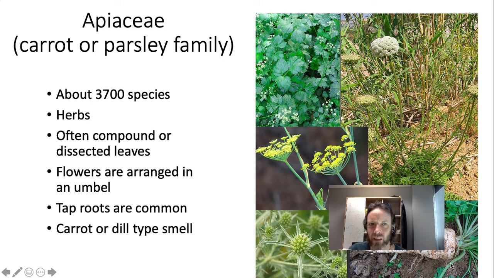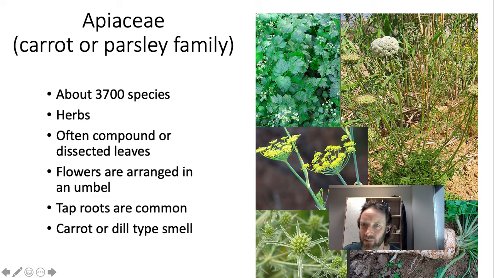So often compound or highly dissected leaves. So think about carrot leaves, think about parsley leaves, and that kind of highly dissected nature all the way to compound and elaborately compound is a very good character. And then the most important one is that flowers are arranged in umbels. There's a couple exceptions to this, but if you see an umbel, you have dissected leaves, it's an herbaceous plant, pretty good idea that you're in the carrot or parsley family, the Apiaceae.